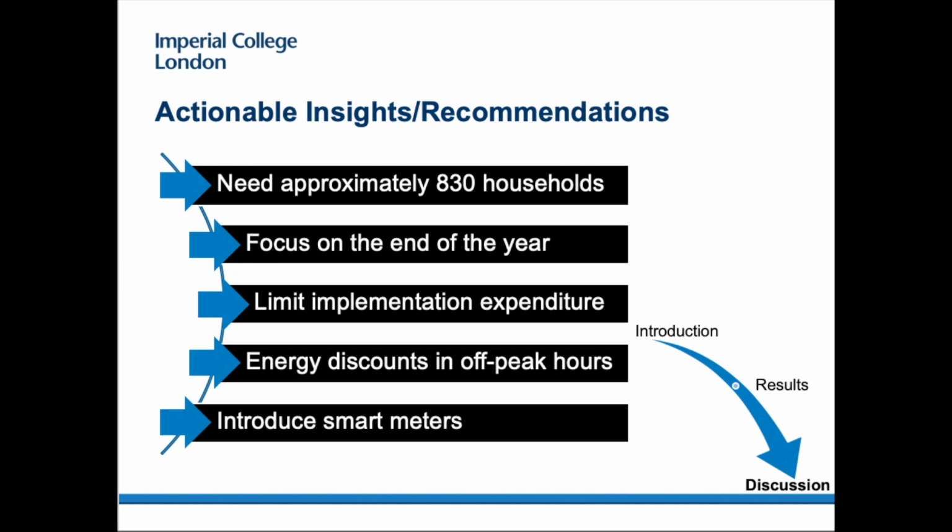Finally, we believe that for the DR scheme to be successful, customers should be offered discounted energy prices during off-peak hours, which will also normalize the energy usage during the day. And for that, we also recommend installation of smart meters for effective and transparent communication of pricing to customers.